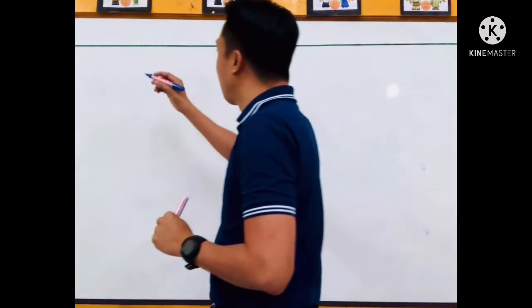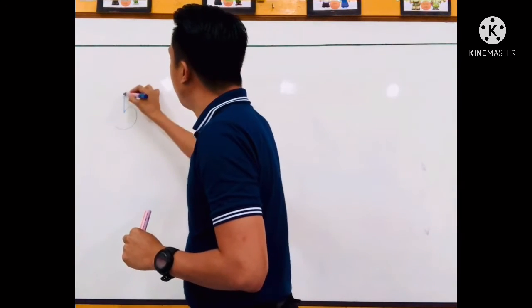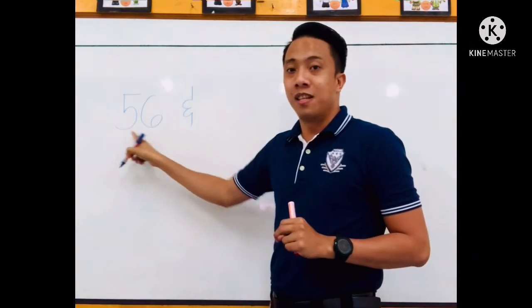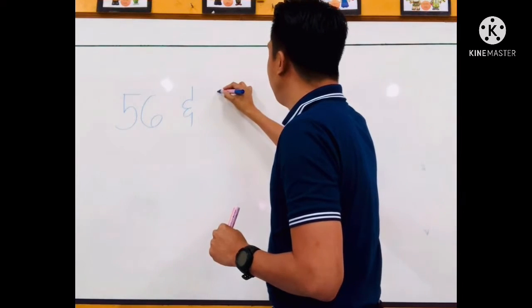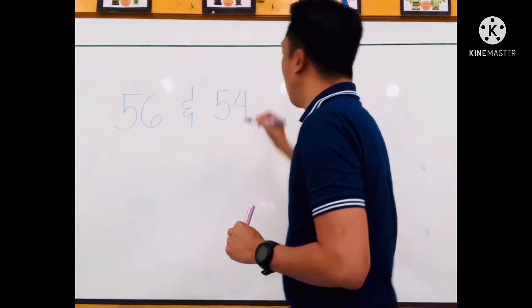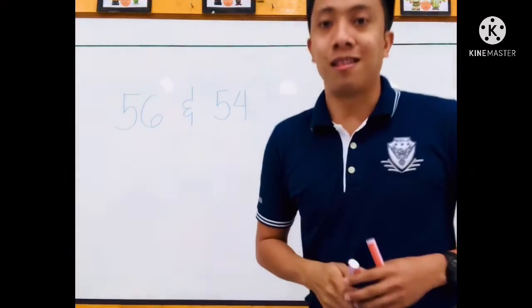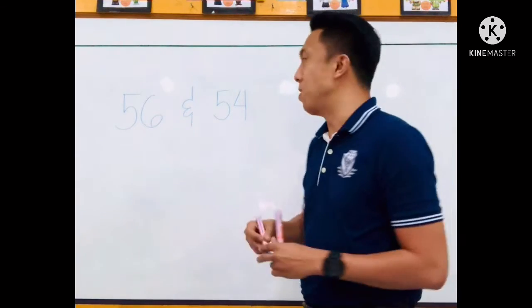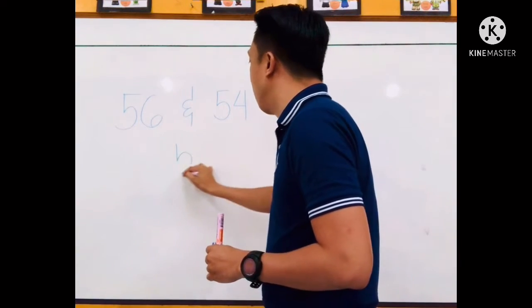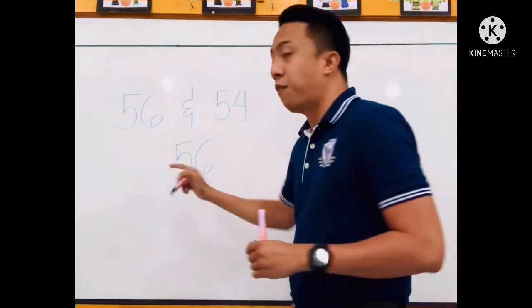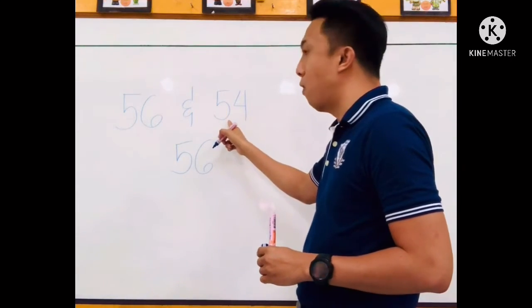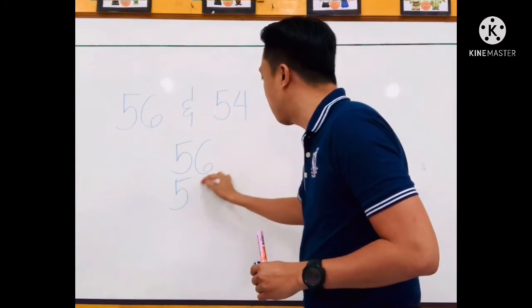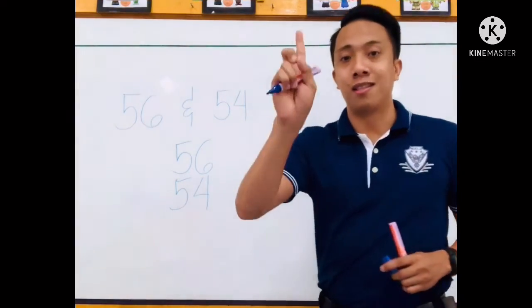For example, we will compare 56 and 54. Our first step is to line up the numbers. How to line up the numbers? We will just copy 56 on the first layer and then 54 on the second layer. Alright? Okay, that's the first step.